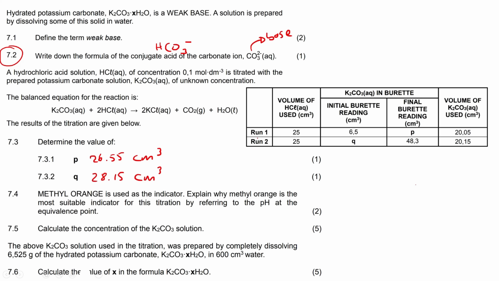Fantastic. Now it says methyl orange is used as the indicator. Explain why methyl orange is the most suitable indicator for this titration by referring to the pH at the equivalence point.